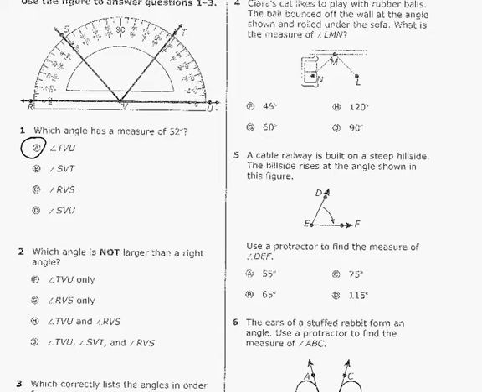It says, which angle is not larger than a right angle? Okay, which angle is not larger than a right angle? Right here it's saying only TVU. I think we know TVU is an acute angle. We measured it before and it's 52 degrees. But I think it's more than just TVU. I think RVS is also an acute angle. So I got right here TVU and RVS.